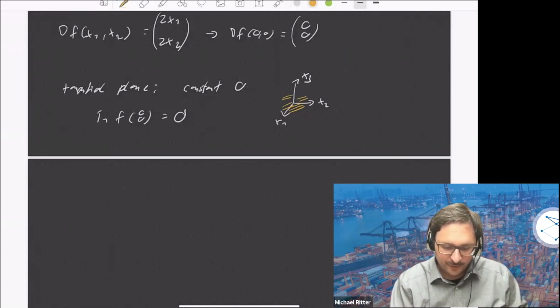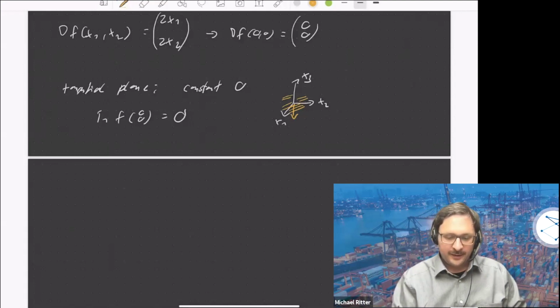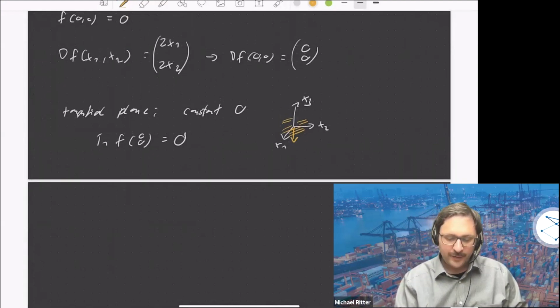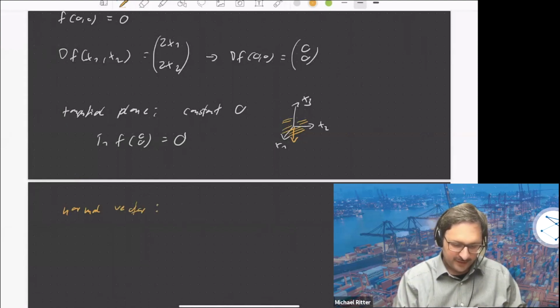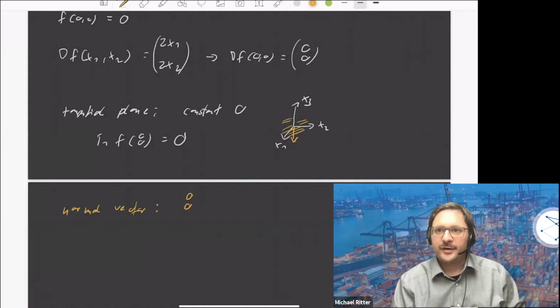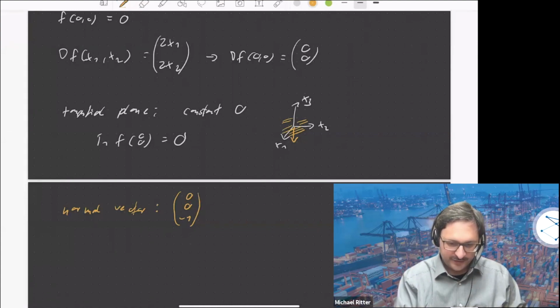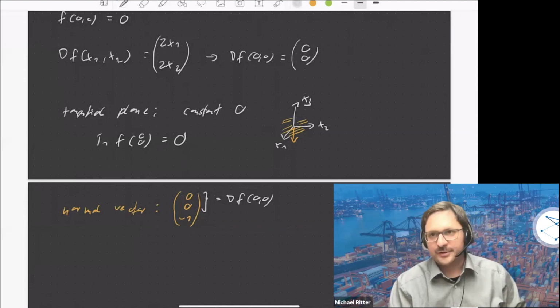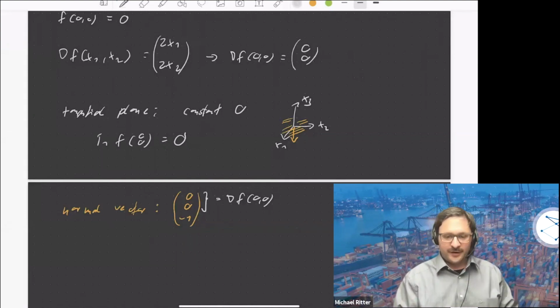For example, you could just take this vector here that extends the x3 axis down. You can also go upwards, it doesn't really matter for the plane. So let's just go downwards. What we get here is the normal vector for that plane: 0, 0 in x1 and x2 direction, and then we can just add a -1 for x3 direction. And you notice this first part here is the gradient of f at the point in question. So you can use that to get the normal vector for that plane.